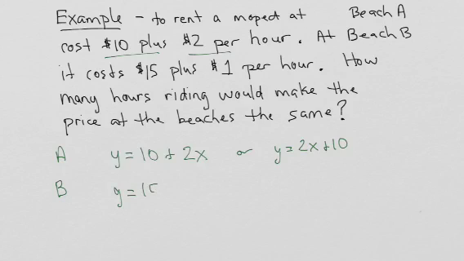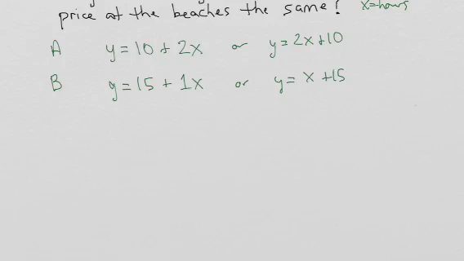Beach B, it costs $15 plus $1 per hour. And what we're really seeing here is that the x is standing for hours. That's the thing that changes, our variable. And again, if you don't like the order of that, you can switch it, make it look more like slope-intercept form. Now, how do I solve this kind?